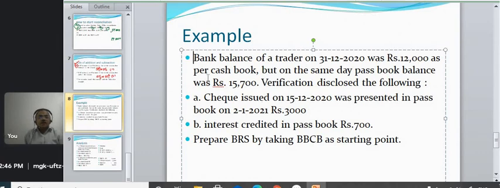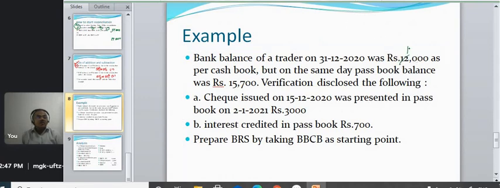Let's study. The bank balance of a trader on 31st December 20 is 12,000. So this is as per cash book. So this balance is called BBCB, bank balance as per cash book. But on the same day, passbook balance was 15,700. This is BBPB. So there is a difference.